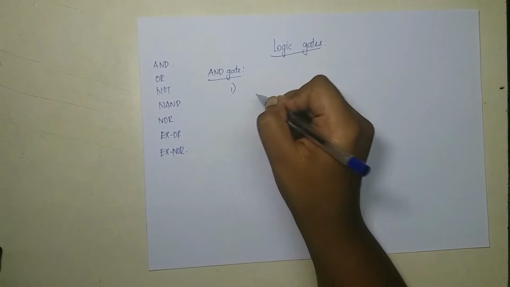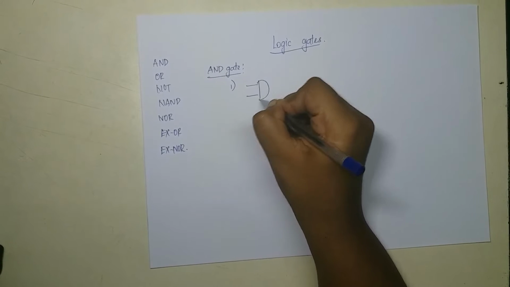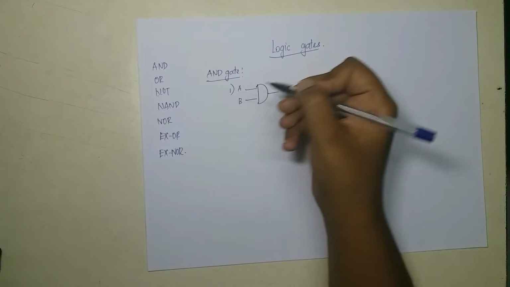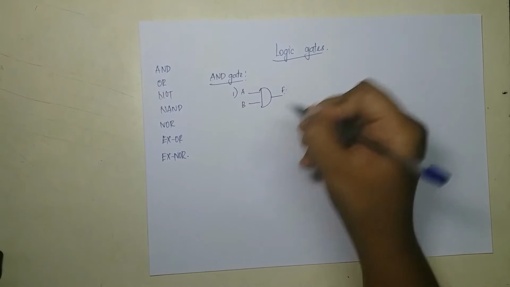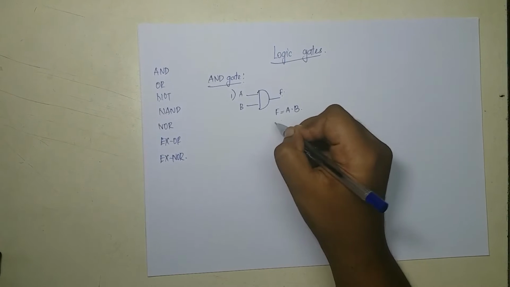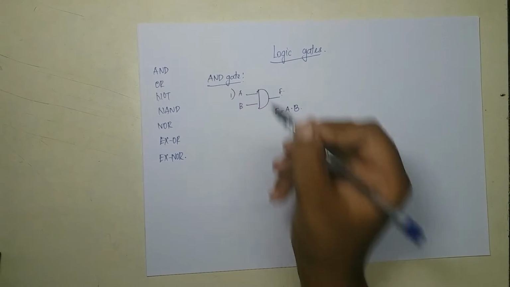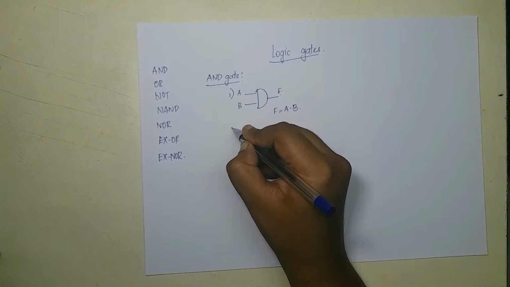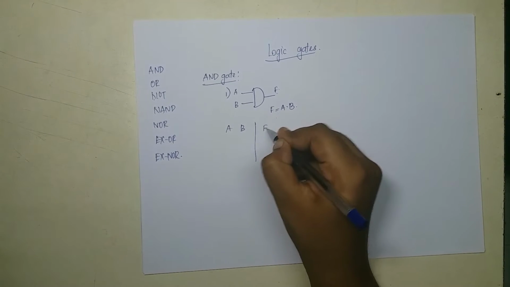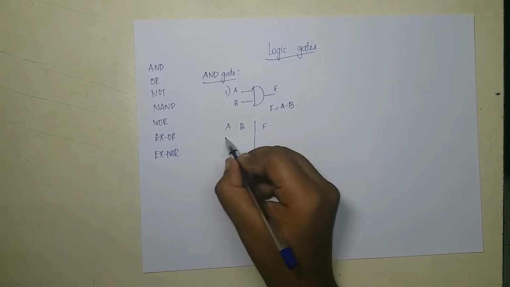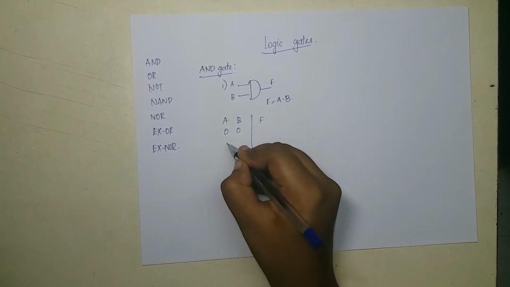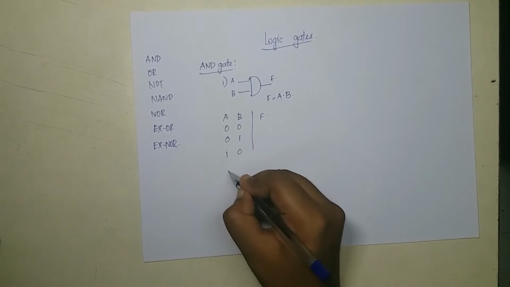AND gate's graphical symbol is like this. We will be having two inputs, it can be either A, B, and output is F, where F is A dot B. This will be the algebraic function for AND gate. Then the truth table for AND gate is A, B and output F. As we know, we have two inputs and it has four different combinations. It can be either 0, 0, 0, 1, 1, 0, 1, 1.